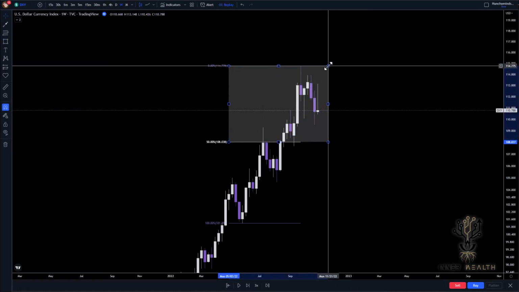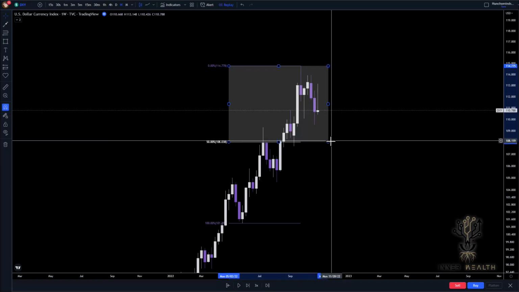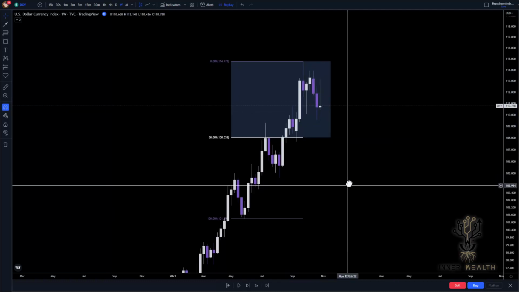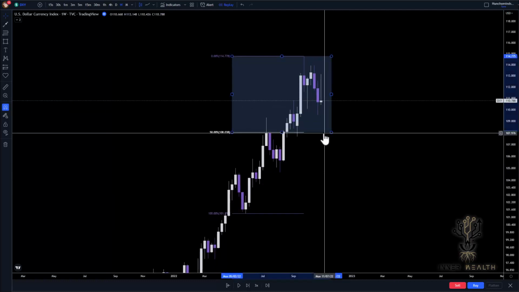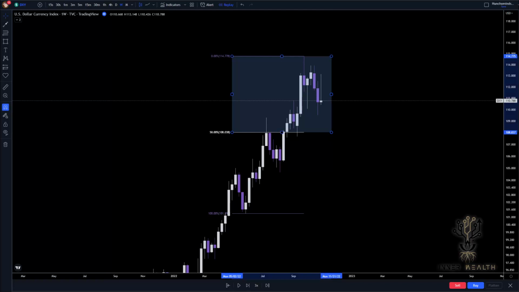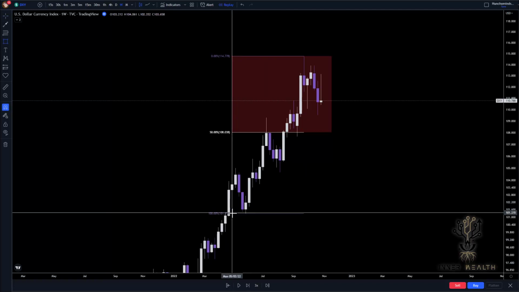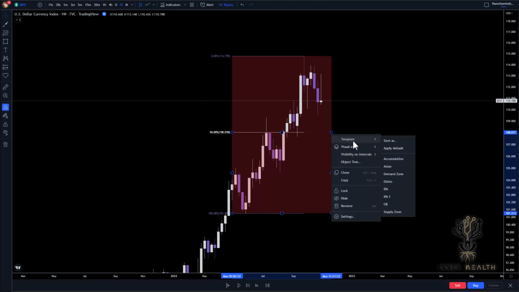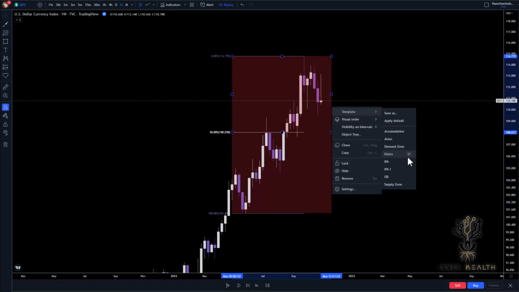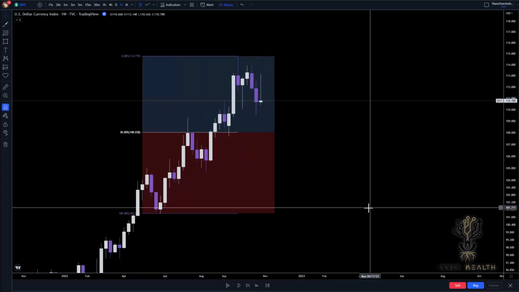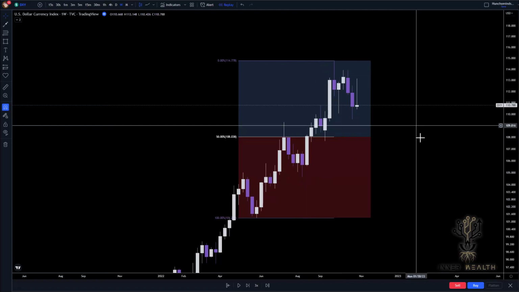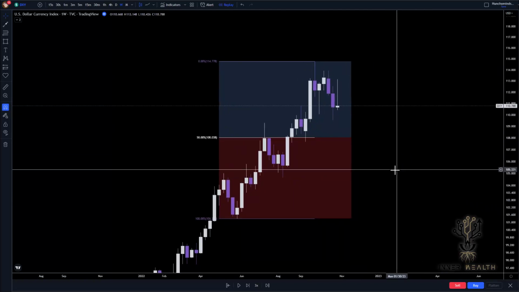This is what I personally call premium, and I'm going to make this one red. That's what I call premium. And this is what I call discount. This is how I personally view my range. Everything 50% and above on that monthly range is my premium monthly price action.